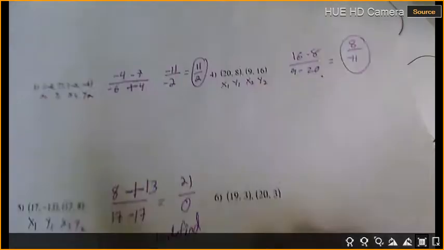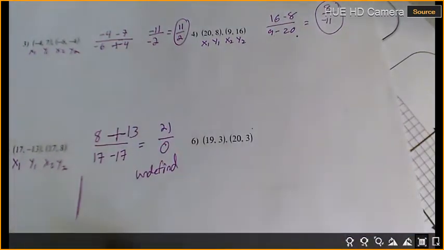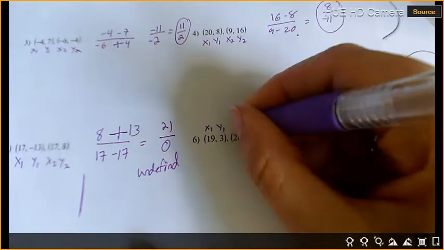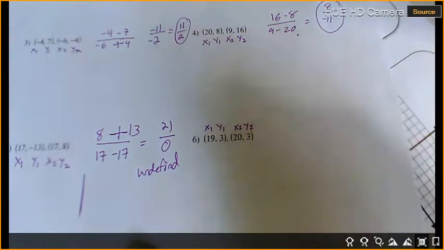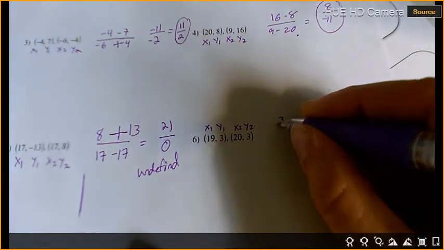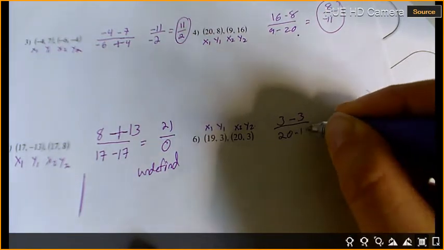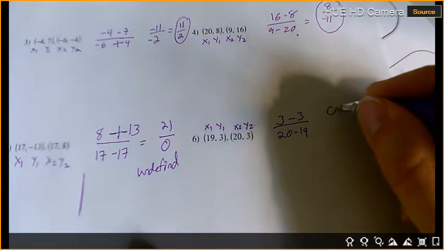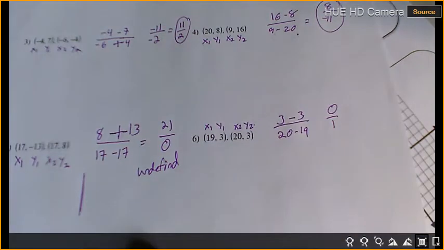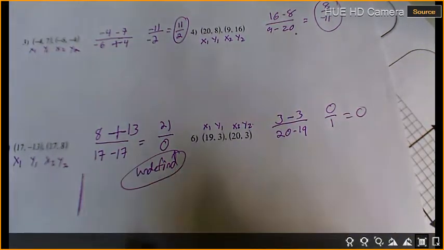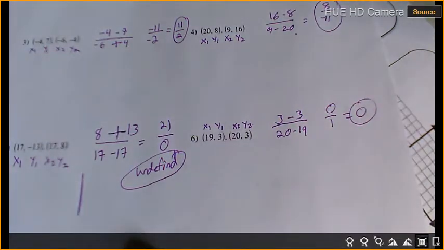Okay. All right. Number 6. We've got x1, y1, x2, y2. So I'm going to go 3 minus 3 over 20 minus 19. I'm going to get 0 over 1. And what is 0 over 1 reduced to? 0. So if 0 is on the bottom, it's undefined. If 0 is on the top, it's 0. Okay? All right, turn it over.